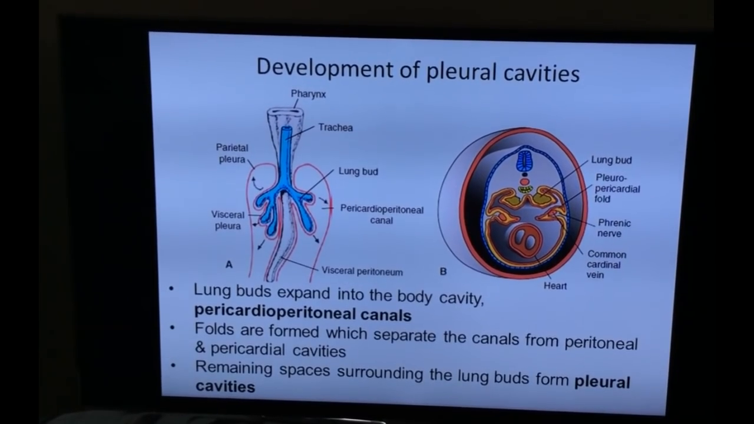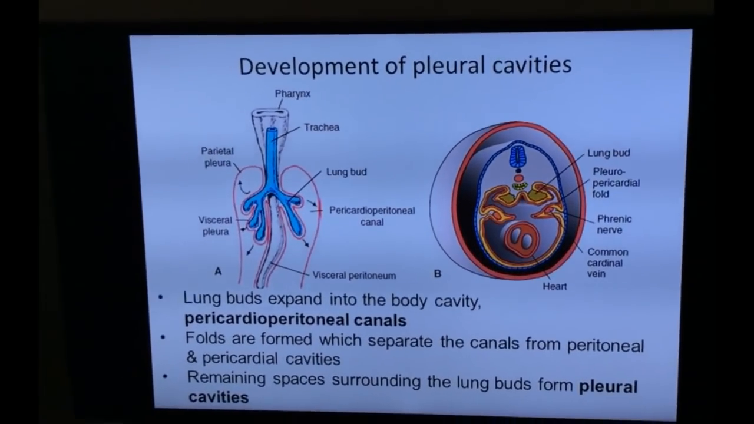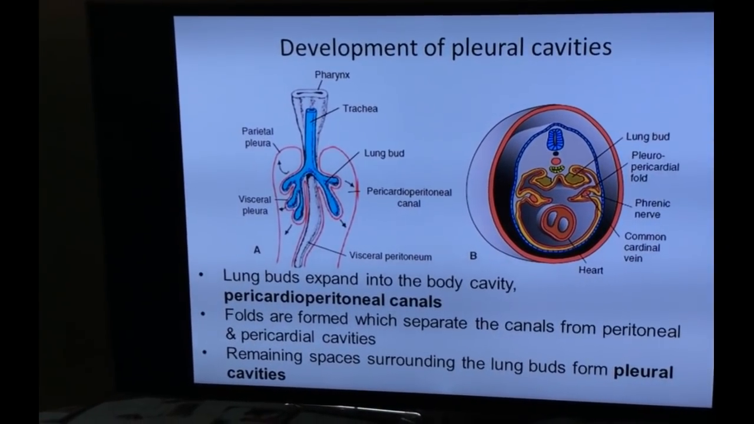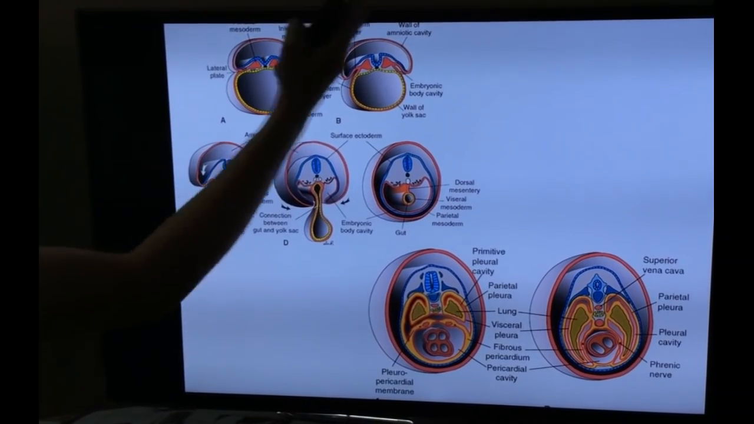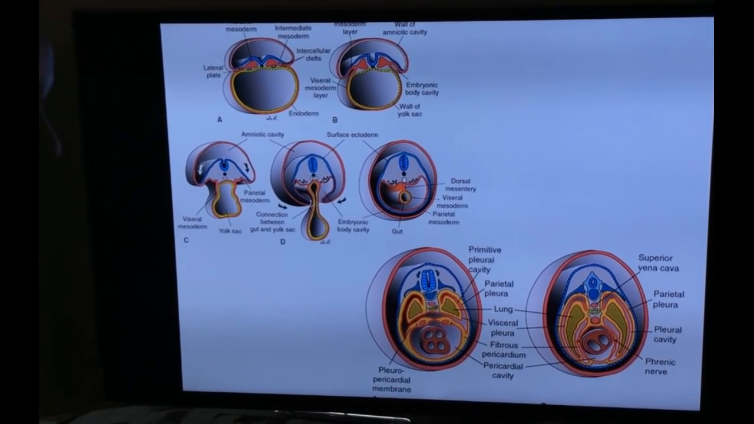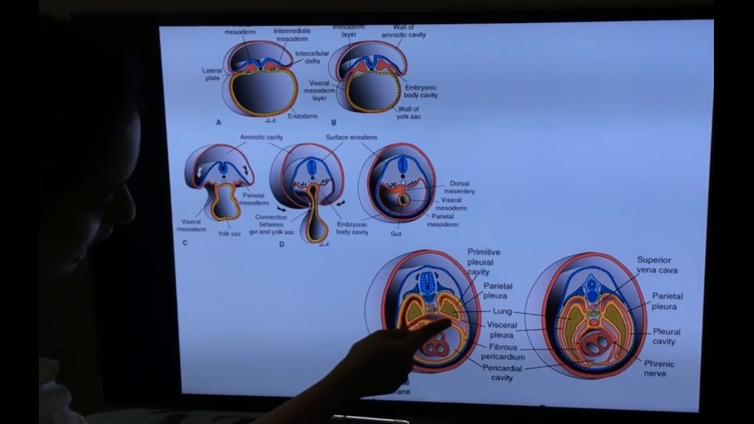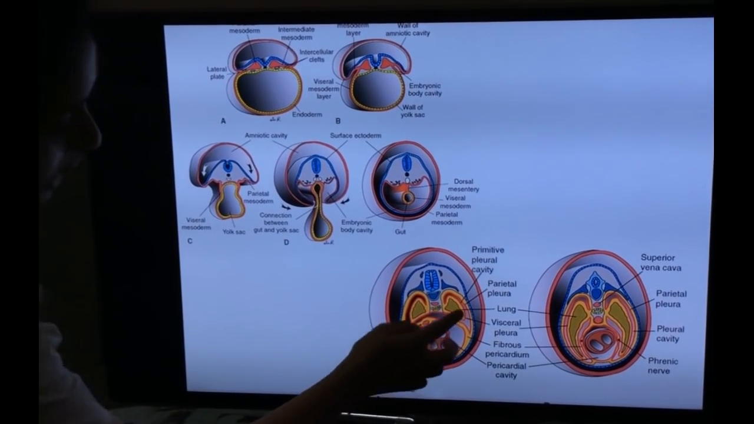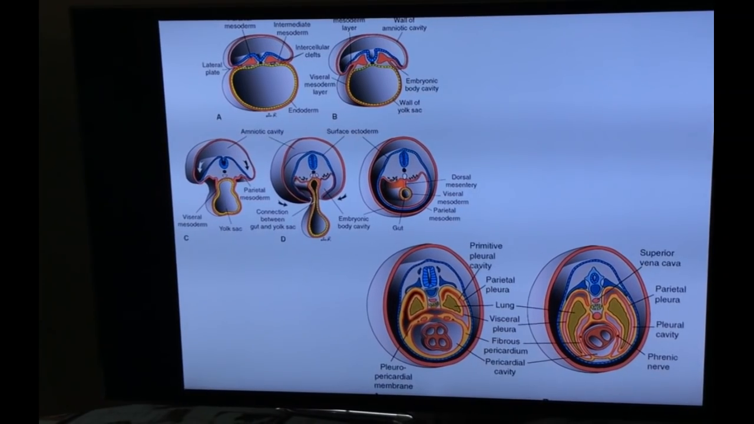How about the two layers? You know that the pleural cavity has two layers. It is surrounded by two layers: one is the parietal layer and the other is the visceral layer. So from where are these formed? You can see here again, this is a picture during the folding, and this is the formation of the cavities. These are the folds. This is the pleuropericardial fold, which forms later as they fuse. They form the pleuropericardial membrane, separating the pleural cavity from the pericardial cavity.